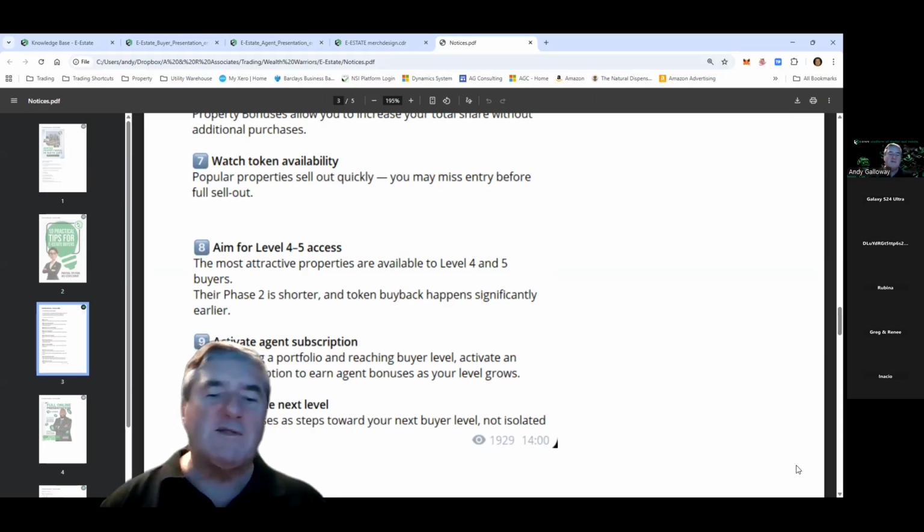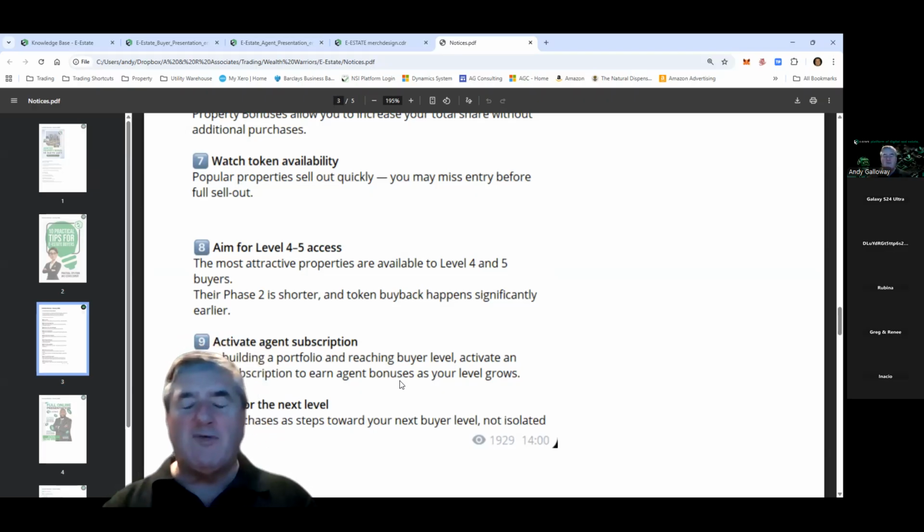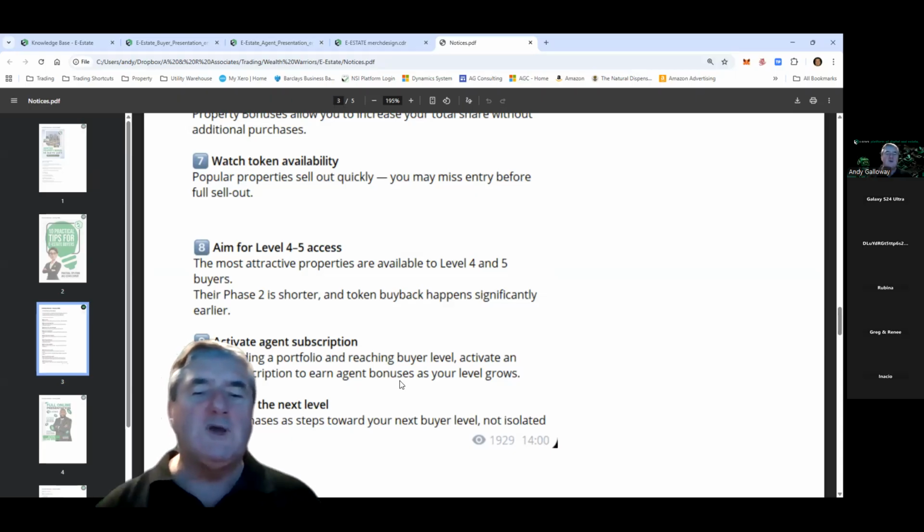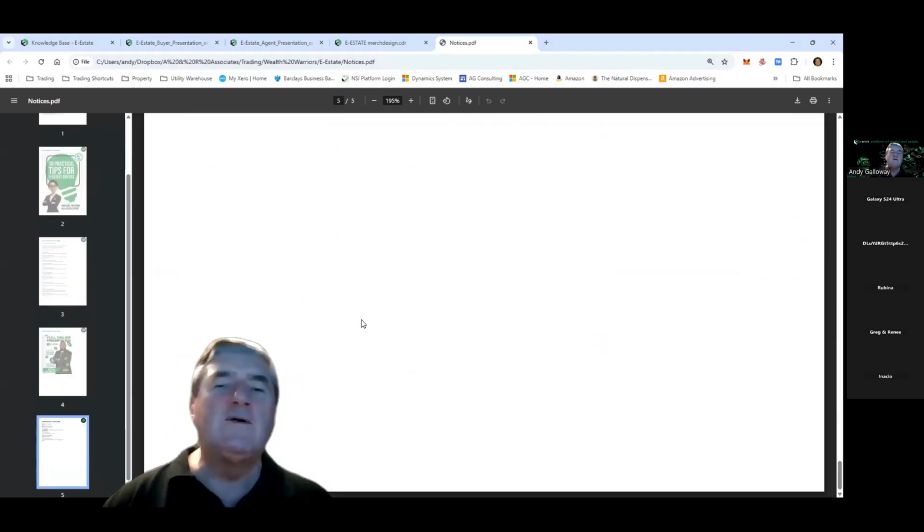And plan for the next level. Treat purchases as steps towards your next buyer level, not isolated actions. So have a plan in mind. Everything you do is part of that plan. It's not the objective to buy that property. That's just one of the tools you're using to achieve your objectives. So that's kind of all I wanted to talk about with e-estate.